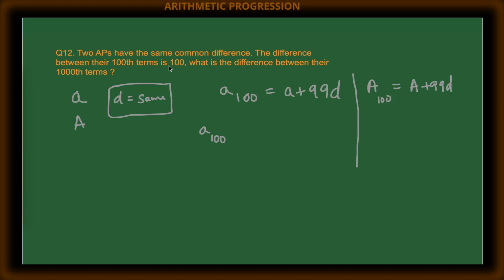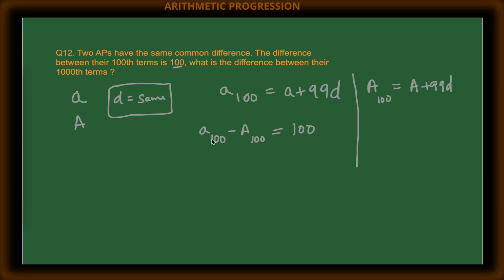As per the given equation, the two arithmetic progressions have a 100th term difference equal to 100. Difference means subtraction. The first arithmetic progression's 100th term and the second arithmetic progression's 100th term, their difference is given as 100. So the difference between them, a100 minus A100, is equal to 100. This is one thing we got. Now let's solve this.